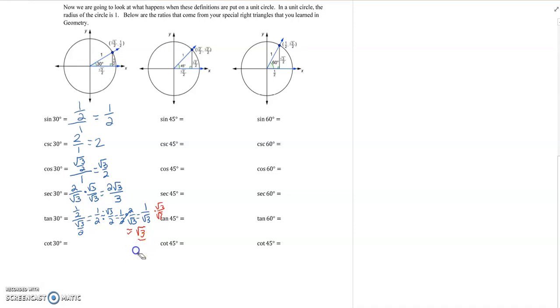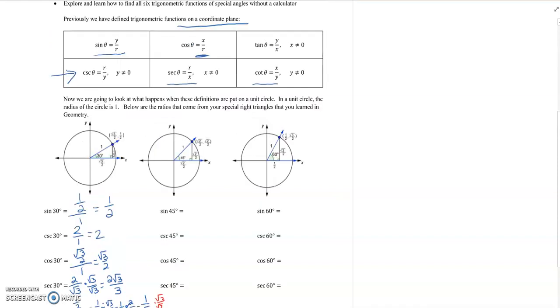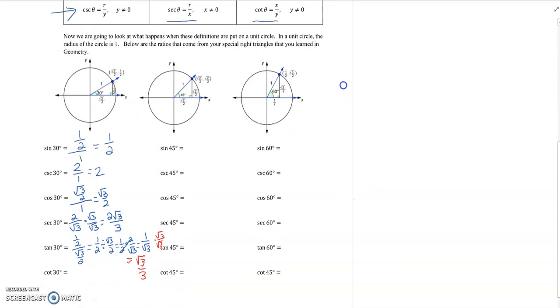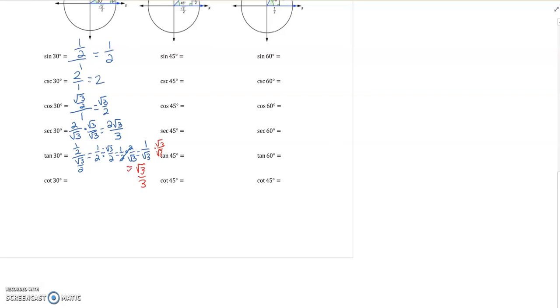Now, we know that cotangent is a reciprocal, so we can do x over y, or we can take the tangent and reciprocate. I'm going to go back to this version of the tangent, which is going to be the easiest to just take the reciprocal of, because it will just be root 3 over 1. So the cotangent of 30 degrees is root 3 over 1.